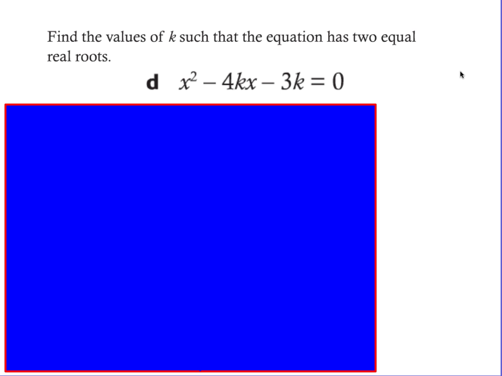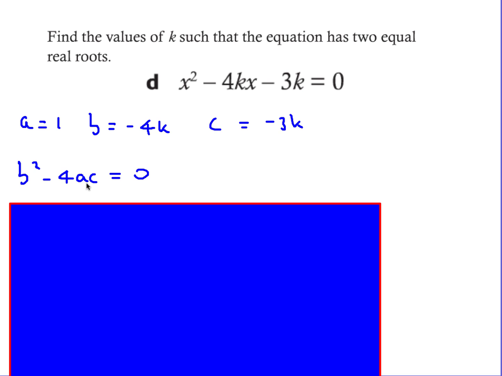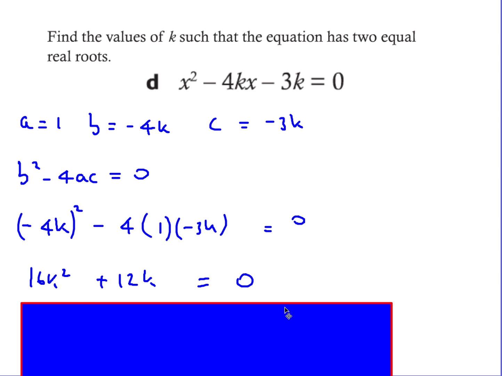Find the values of k such that the equation has two equal real roots. When I say two equal real roots, that just means one distinct root. So we're basically going to have b squared minus 4ac equal to 0. Same as before, a is 1, b is minus 4k, and c is minus 3k. Stick that into our formula, so it's going to be a bit easier because it's equal to 0. Minus 4k all squared minus 4 times 1 times minus 3k equal to 0.